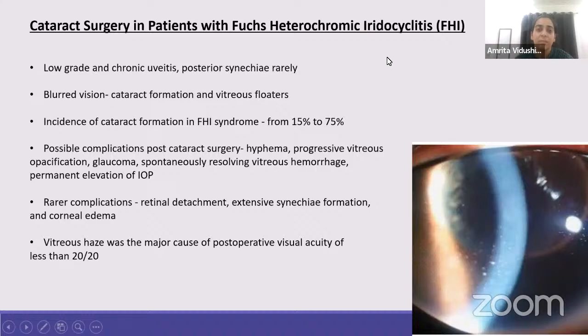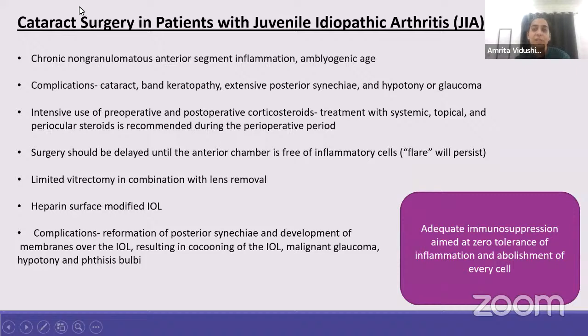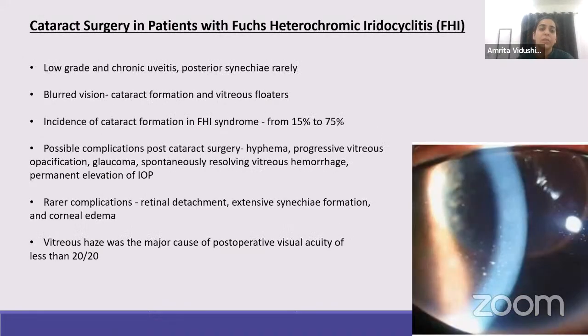So basically, we're dealing first with cataract extraction in different uveitic entities. First, cataract surgery in patients with Fuchs uveitis. This is the most common entity that we encounter in our clinics. In this, there's a low-grade chronic uveitis, and very rarely do we encounter any posterior synechiae. The patient presents to us with blurring of vision, which is mainly due to cataract formation and also vitreous floaters.